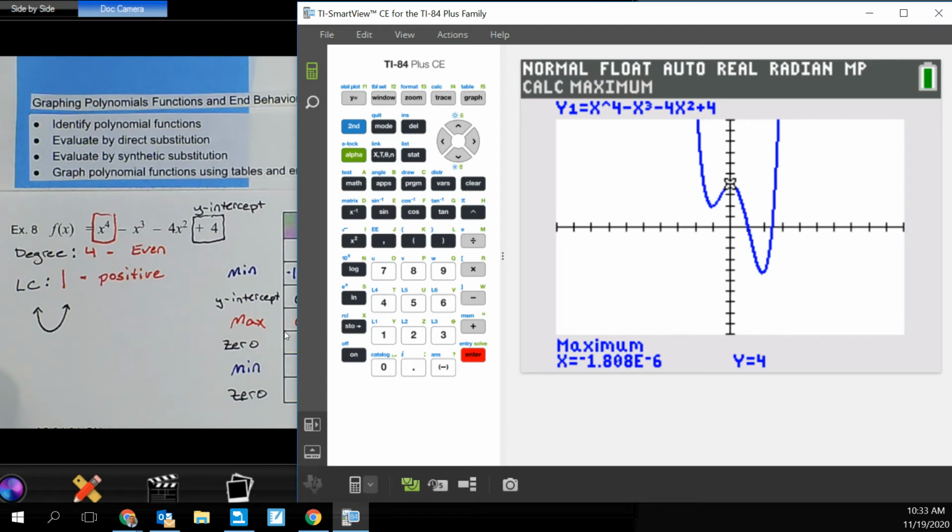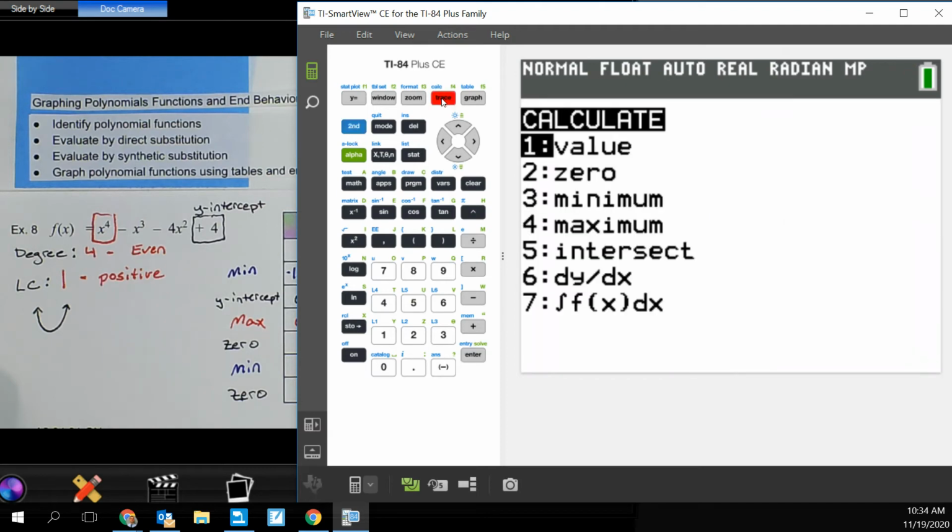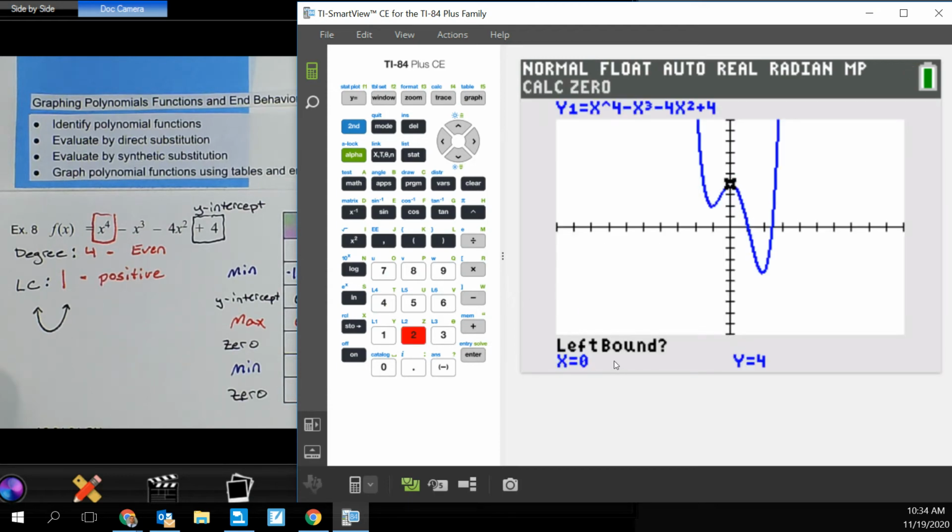The next one I want to find is the 0. So the 0 is going to be right here. So I'm going to go back to my calculator and I want to hit second calc. And now I want to find 0, which is going to be 2. So it says left bound, so just be left of the 0. So the 0 is here. My cursor is to the left, so I'm going to hit enter. Now it says right bound. I want to go to the right. So now I'm to the right of the 0. I'm going to hit enter. And then it says guess. Where do you think it is? I think it's there. It doesn't have to be exact, just have to get close.